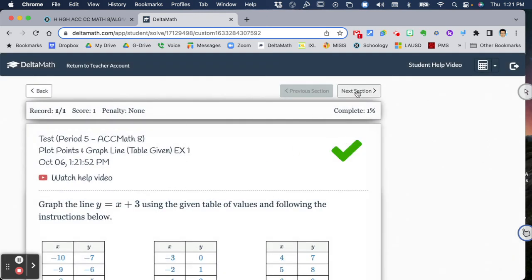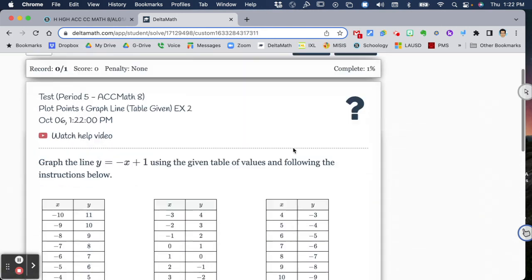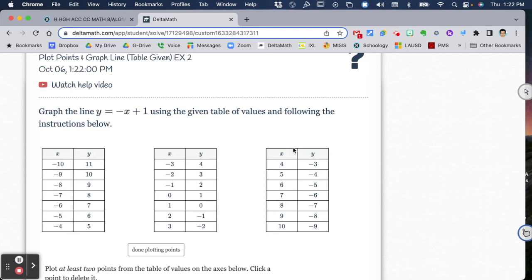Okay, let's go on to the next section. That'll be the next example. So this was example 1. Here we have example 2. Okay, all of the points, all of the values have been filled in for us, so we don't need to do that. So let's get right to plotting.